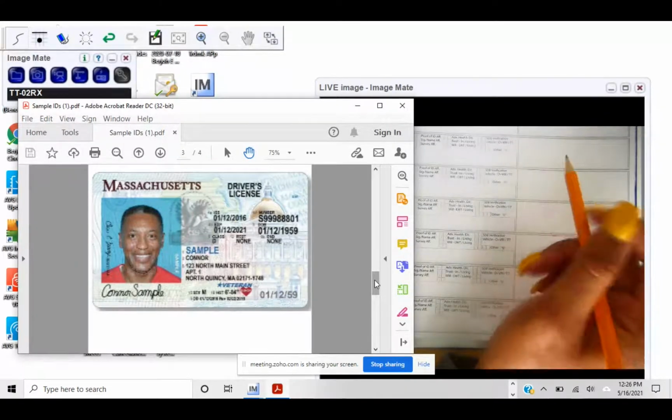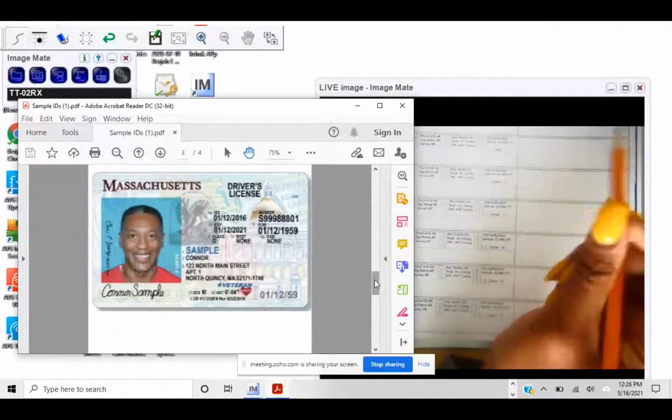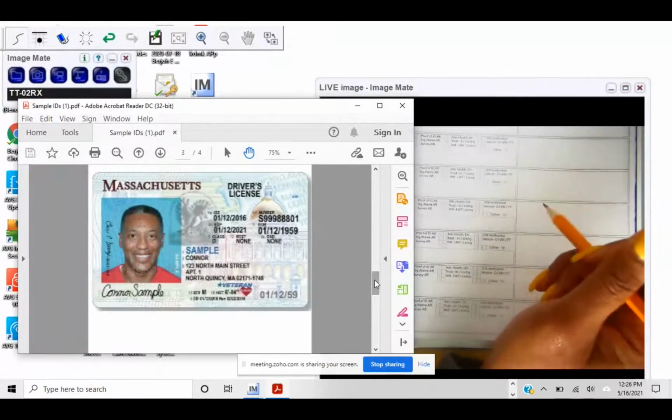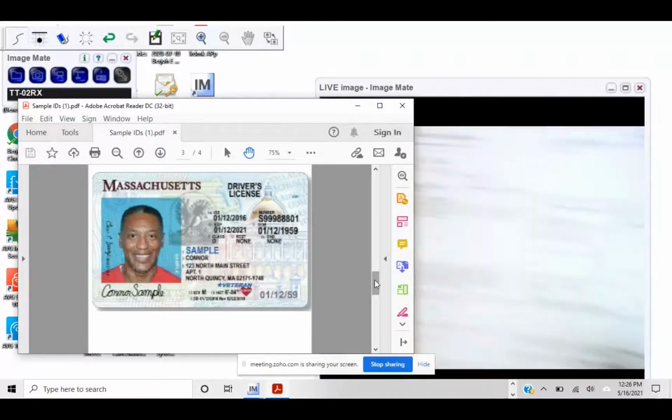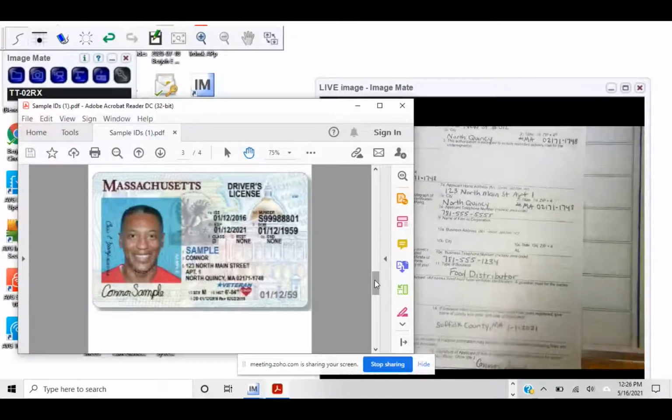I have yet to have a person tell me that they don't want to do the thumbprint. I have had several people ask me why, and when I explain, they say, oh, okay, that makes sense, and they just go ahead and do it. Okay, thank you. You're welcome.